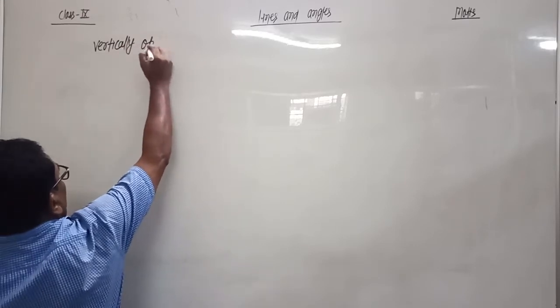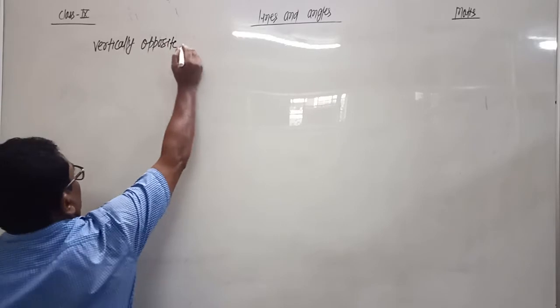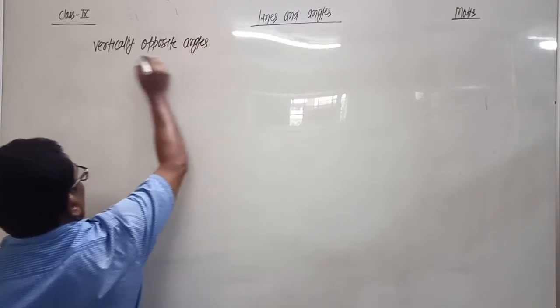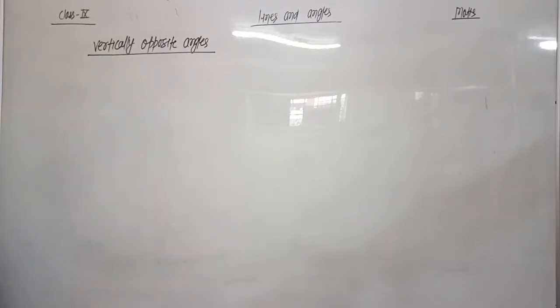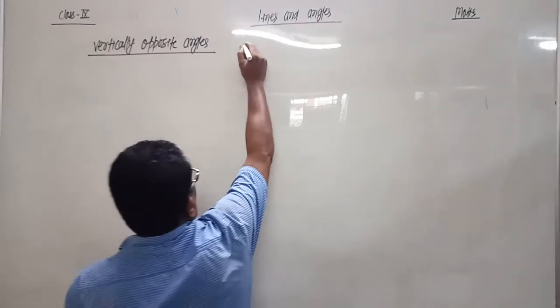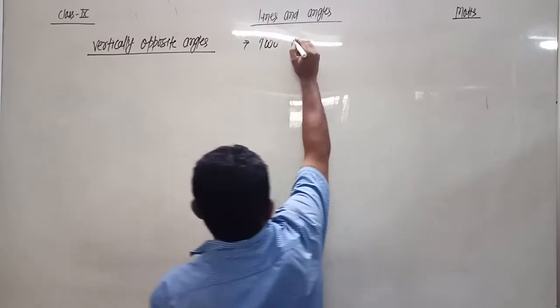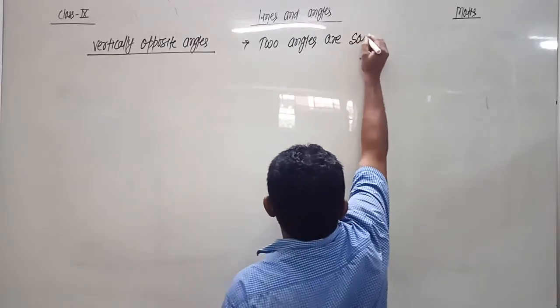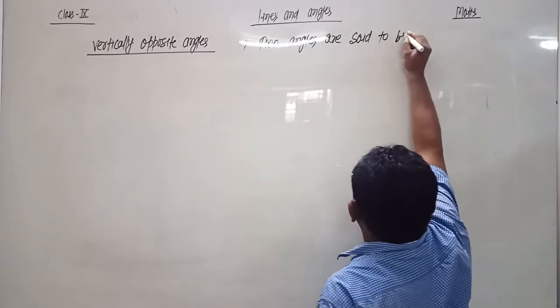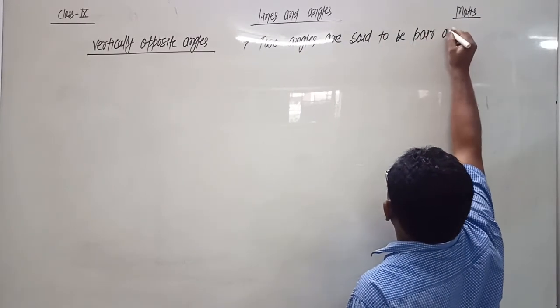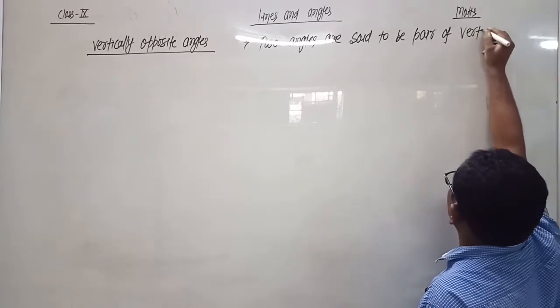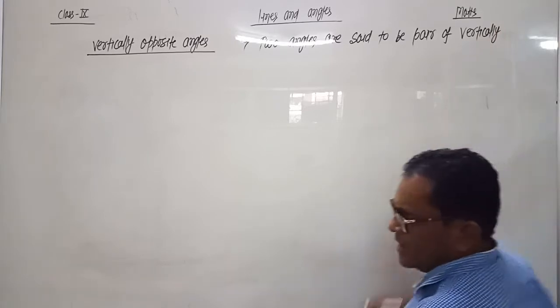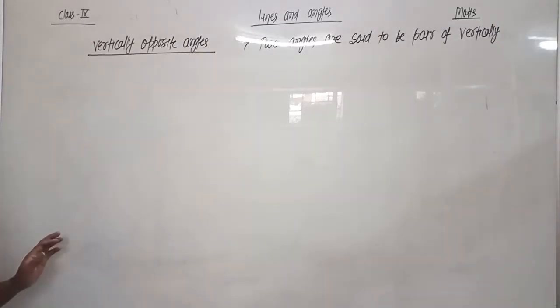Vertically opposite angles. Two angles are said to be a pair of vertically opposite angles if they are arms.